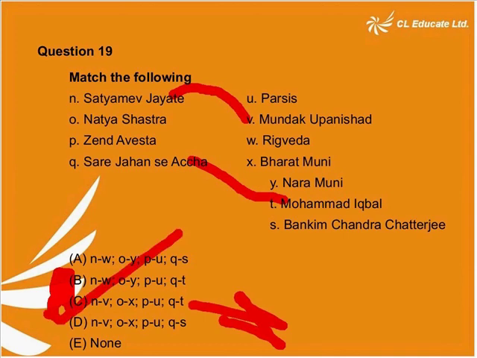Yes, Vivek, it could be none, but that is the correct answer. So, in such questions, I would say out of 25 questions, do not think that many questions have none of these as the answers. One or two maximum.